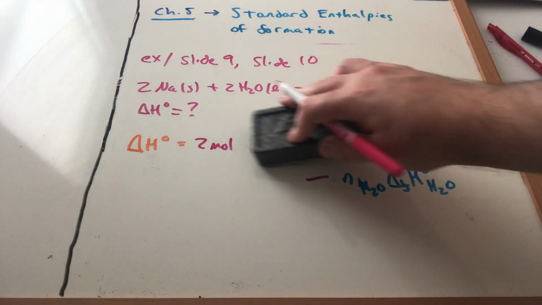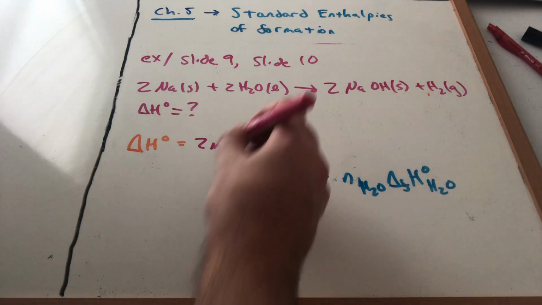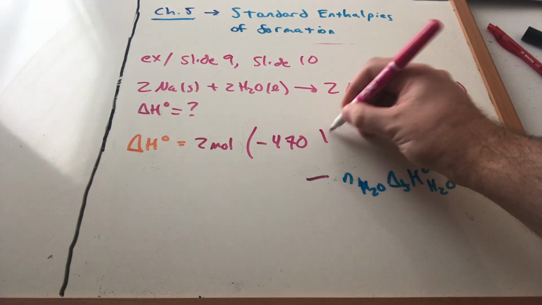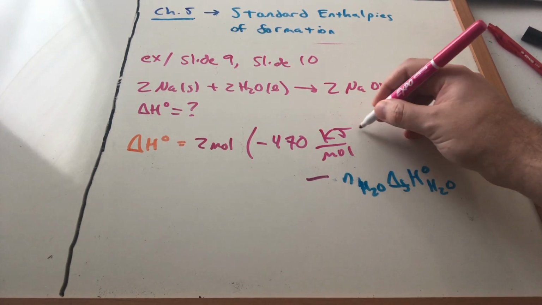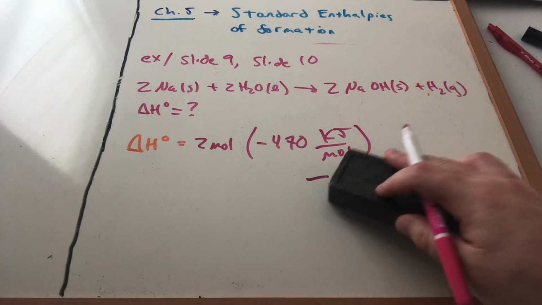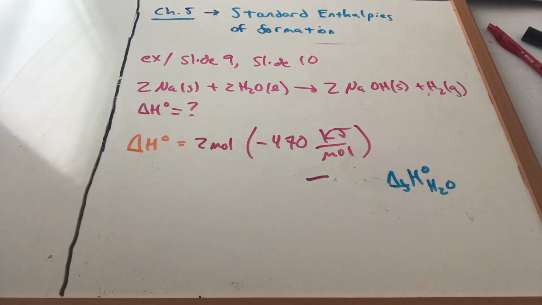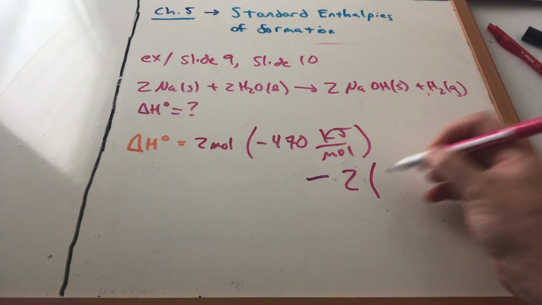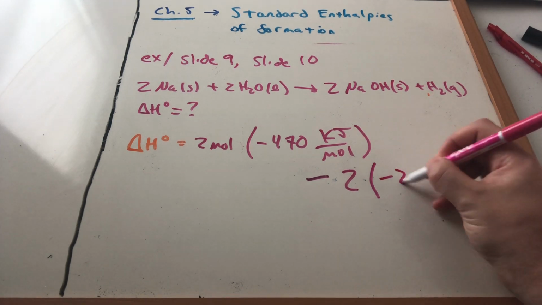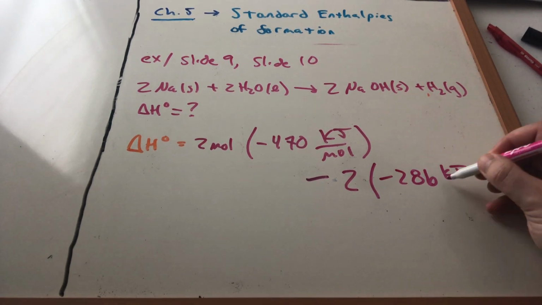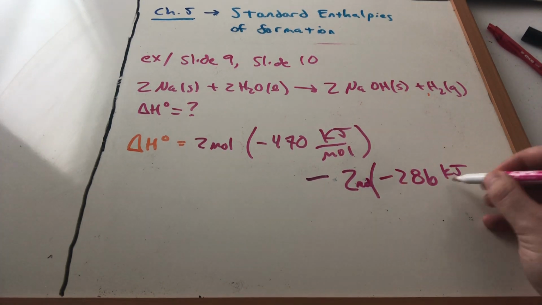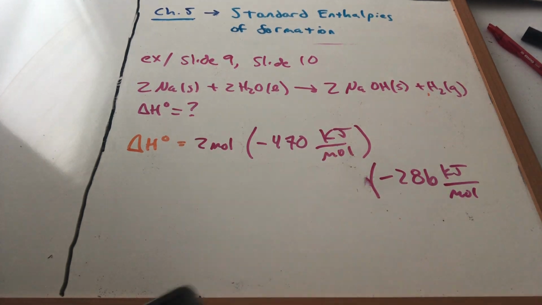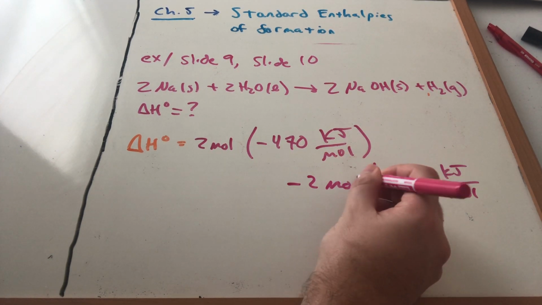Delta formation H naught for NaOH, if you look at that slide, or you remember from a previous example, was minus 470 kilojoules per mole. I'm going to subtract what I see in terms of a stoichiometric coefficient in front of water, which was 2. And then delta formation H naught for water had a negative sign and was minus 286 kilojoules per mole. Let me rewrite that so you can see it. Sorry about that. Minus 2 moles.